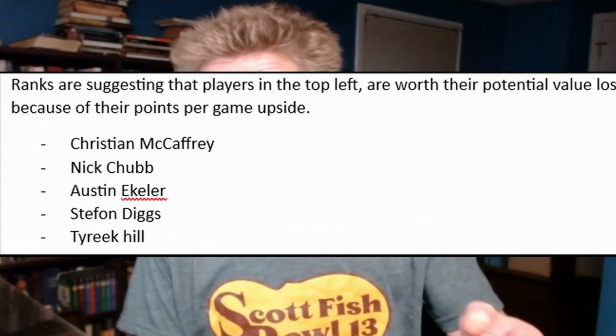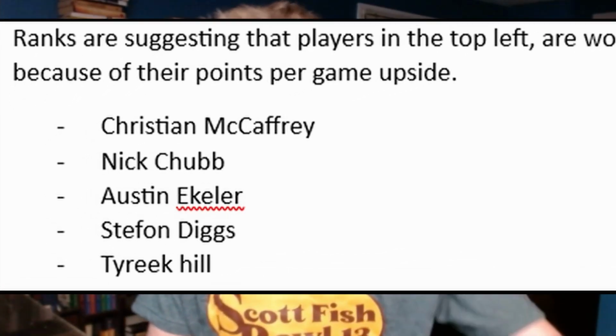So those are players that rankers are suggesting we should be much more interested in for their points, despite their value concern, that they might lose value or get injured and then no longer be viable Dynasty assets. But rankers are suggesting their points are worth more than that potential value risk. So if you're a team that needs points and can afford risking that value a little bit, then you should target Christian McCaffrey, Nick Chubb, Austin Ekeler, Stefon Diggs, and Tyreek Hill.